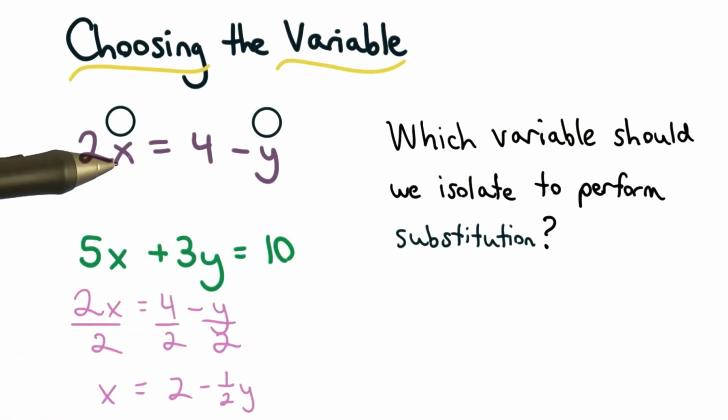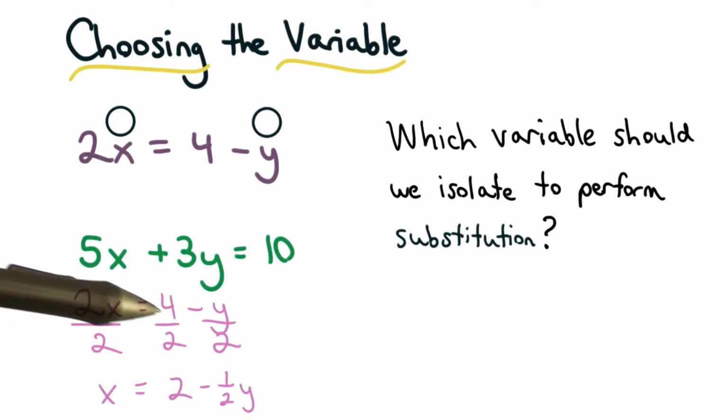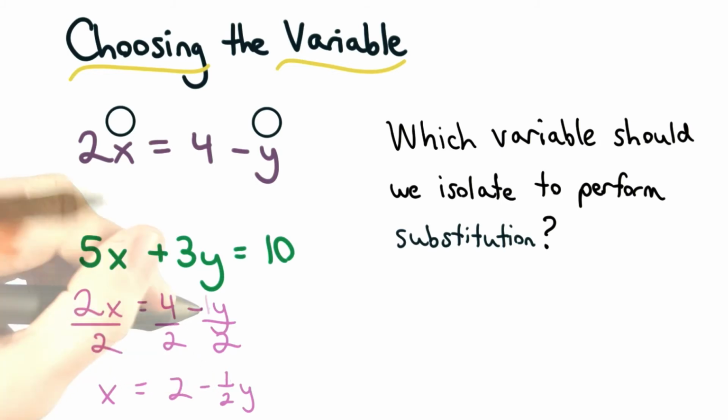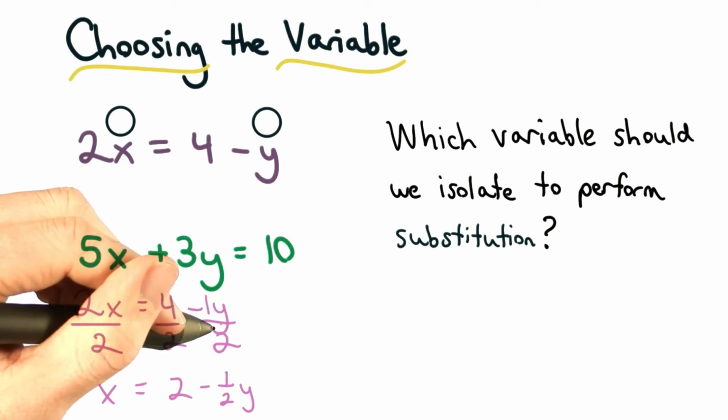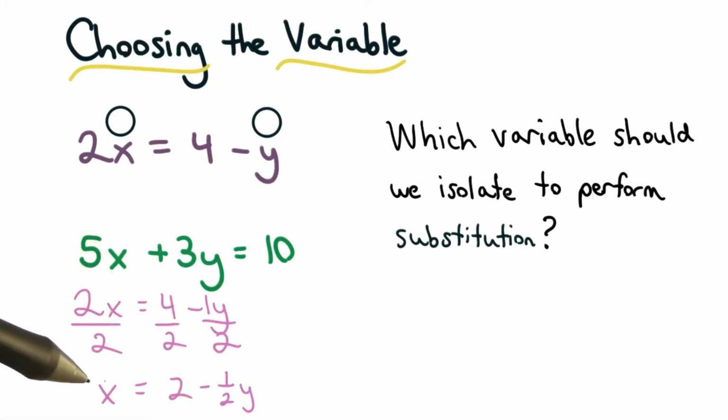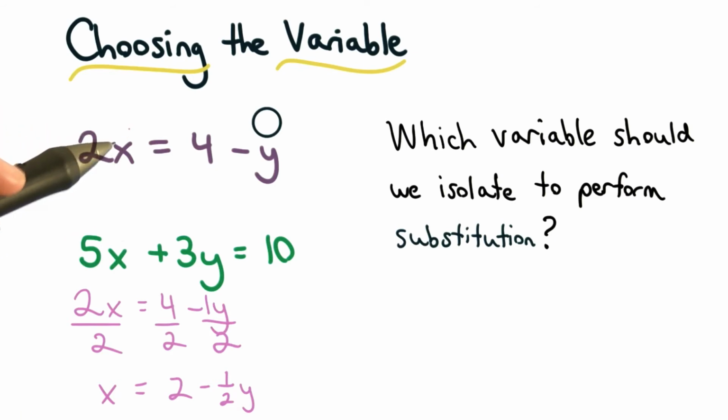If we try to solve for x in this first equation, we have to divide each term by 2. This would leave me with x is equal to 2 minus 1/2 y. Remember, there's a 1 as a coefficient in front of the y, so this is really negative 1/2 times y. I'd prefer to avoid working with fractions in my substitution process, so this x isn't necessarily the best choice.